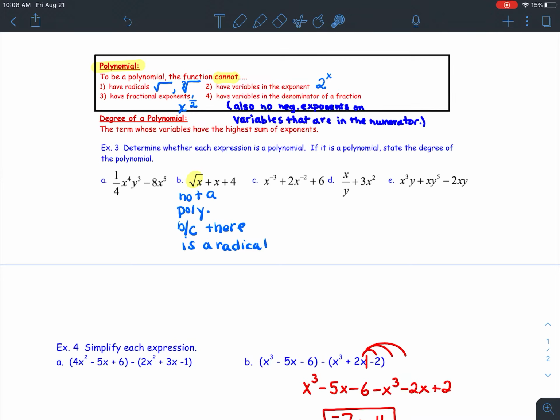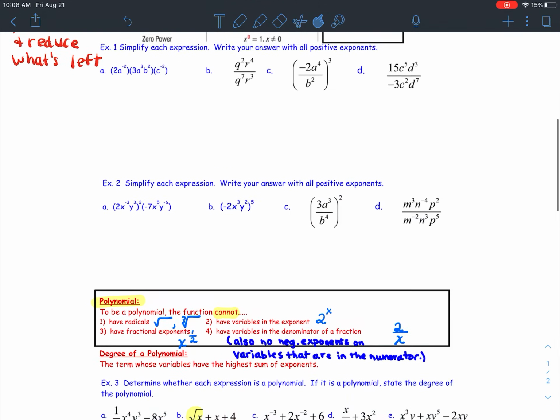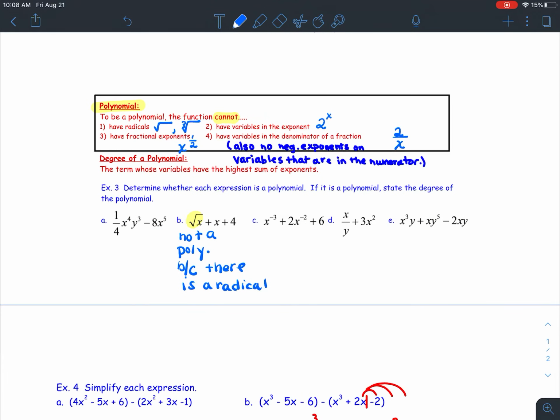It says you cannot have variables in the denominator of a fraction. Now here's something that we want to make sure of. Obviously, if you see something like 2 divided by x, but what that also means is you cannot have any negative exponents on your variables if they are in the numerator. And we're going to be discussing up above that property on negative exponents. But if you see a negative exponent on a numerator, so no negative exponents on a numerator or a denominator that has a variable in it, then that is disqualifying it.